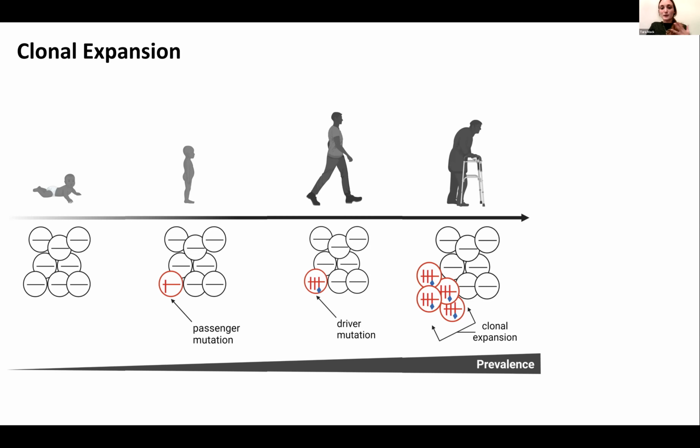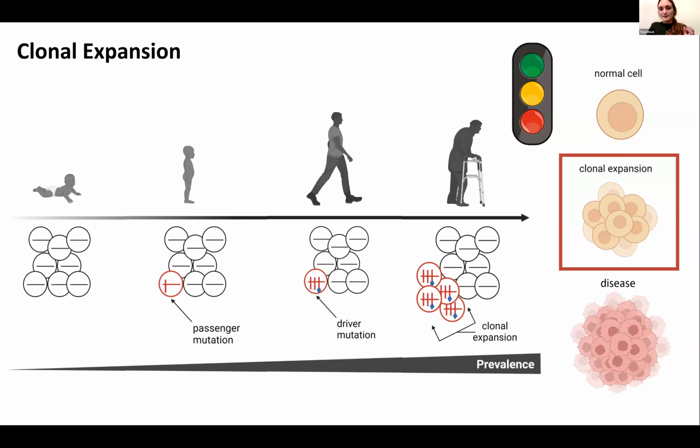You can think of clonal expansion as a phenotype as sort of a yellow light. It tends to be an intermediate state between a normal cell and a disease state, where you see the presence of this mutation in a subpopulation of cells in the body, but you don't yet see any clinical consequences of those mutations. It can serve as a warning signal that something may be coming in the future.